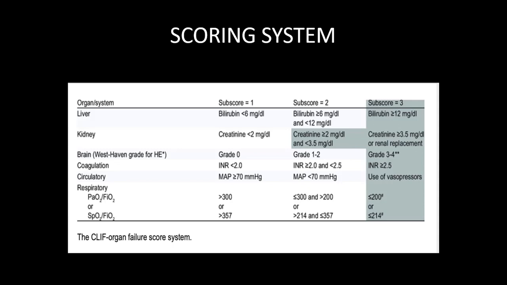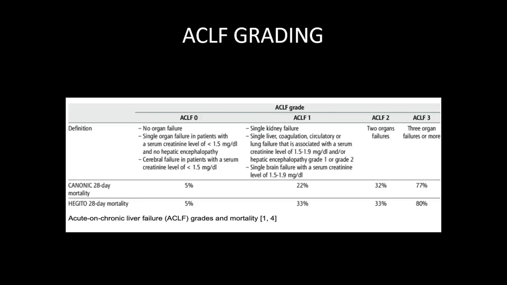So this is the CLIF scoring system, given by the Europeans. The organ failures, they have already mentioned in the definition: liver, kidney, brain, coagulopathy, circulation, respiration, and they are scored as 1, 2, 3. Also, the ACLF can be graded as 0, 1, 2 and 3. So 0 is no organ failure, or a single organ failure in patients with serum creatinine of less than 1.5 and no hepatic encephalopathy, or a cerebral failure in patients with serum creatinine of less than 1.5. This is 0.